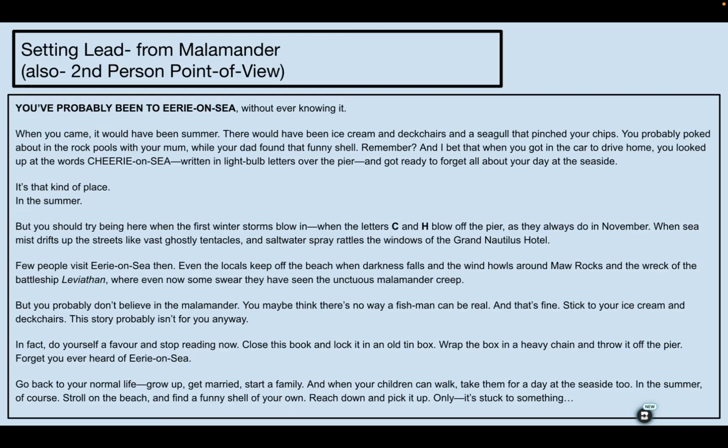Even the locals keep off the beach when darkness falls, and the wind howls around Maw Rocks and the wreck of the battleship Leviathan, where even now some swear they have seen the unctuous Malamander creep.